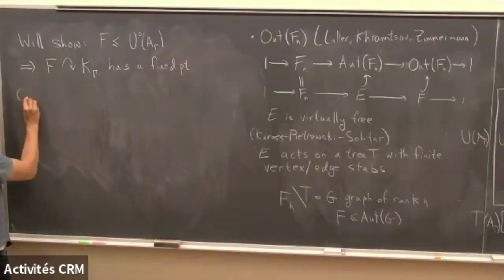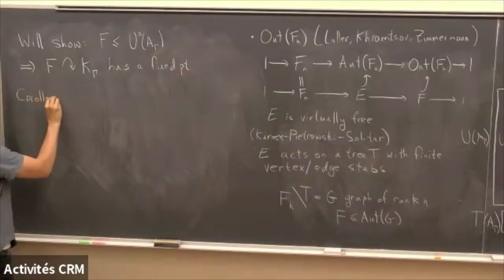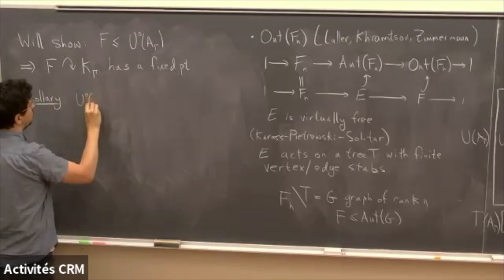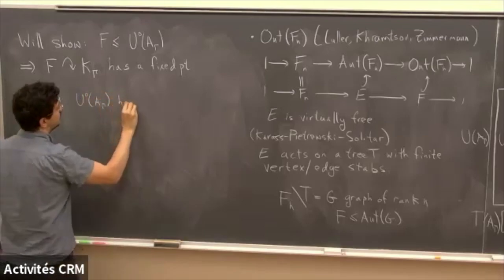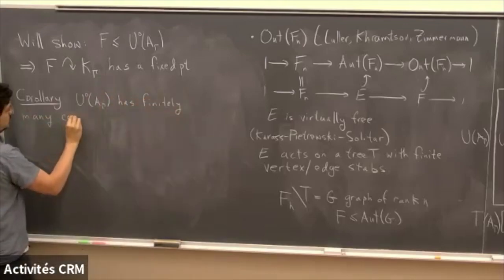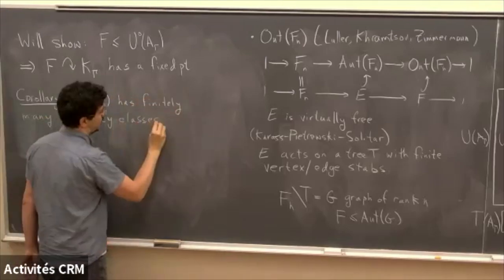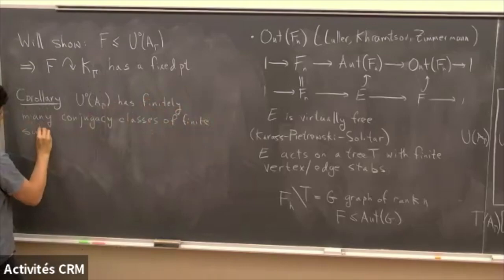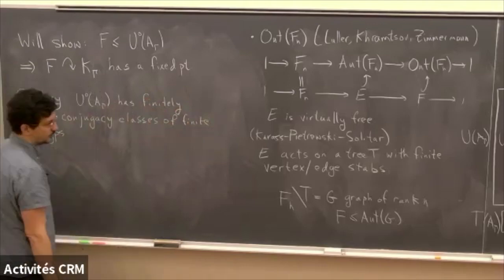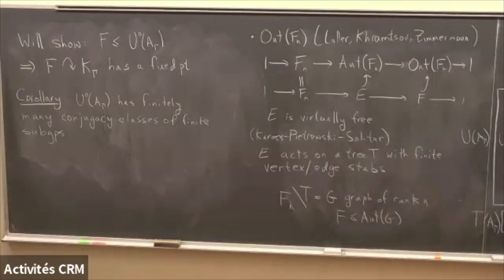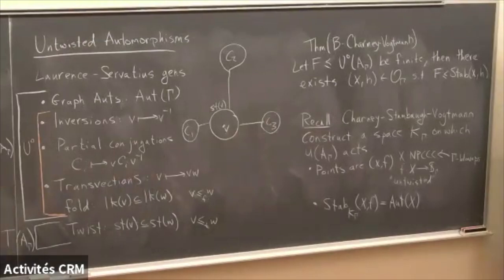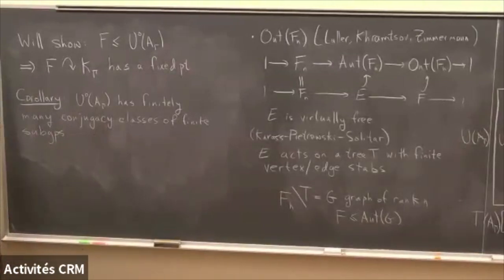Right, so a corollary of this is that U0 of A gamma has finitely many conjugacy classes of finite subgroups. And again, the point here is that we get this Nielsen realization, but this action of U of A gamma on K gamma is co-compact. This U0 is just finite index. That's going to tell us that there's only finitely many conjugacy classes here.